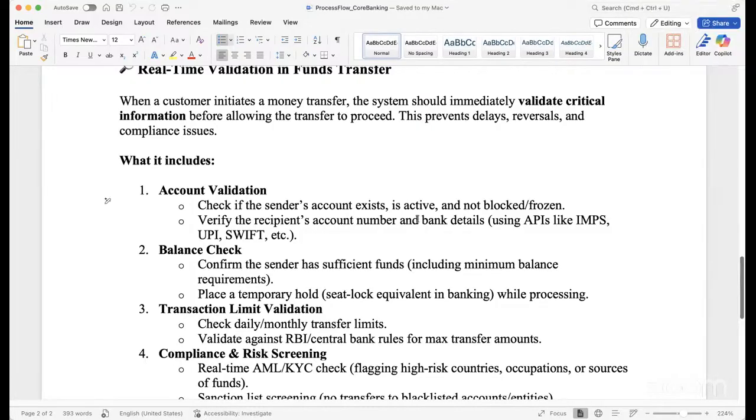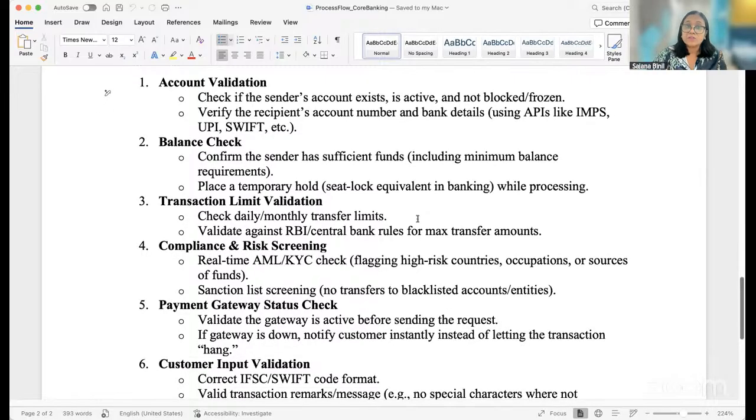It has to validate whether the sender's account exists, whether it's active, not blocked. In the process flow diagram, just mention one step, account validation. Next, balance check, transaction limit validation. Then it goes to the compliance swim lane, compliance and risk screening. So each of that will have a success and a failure. And that will be a very good process flow diagram for your technical team to refer.